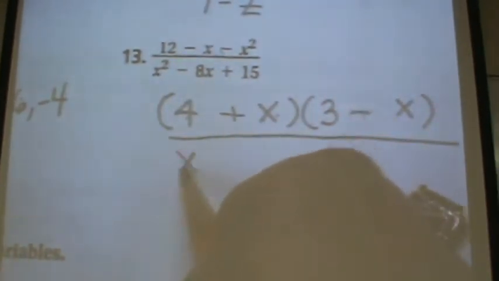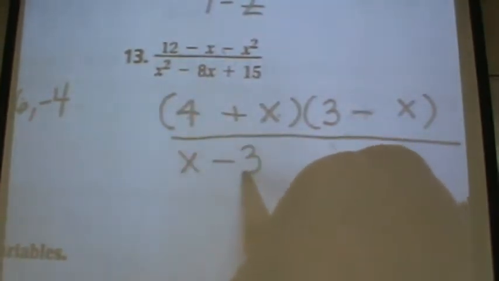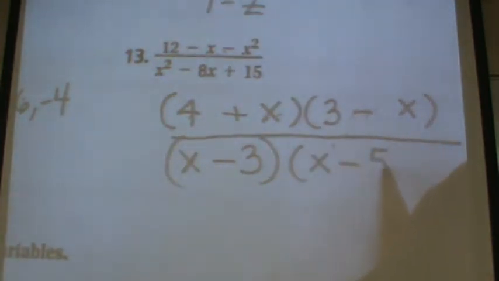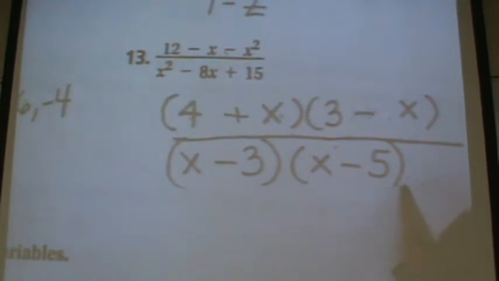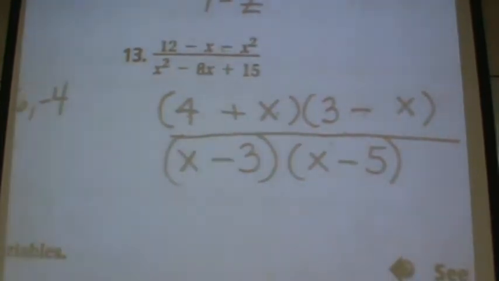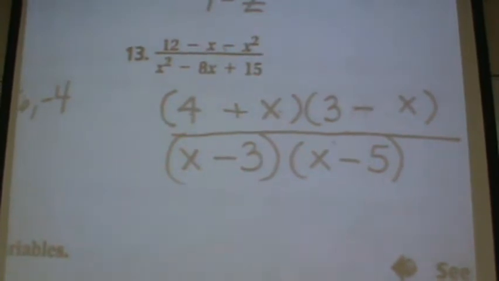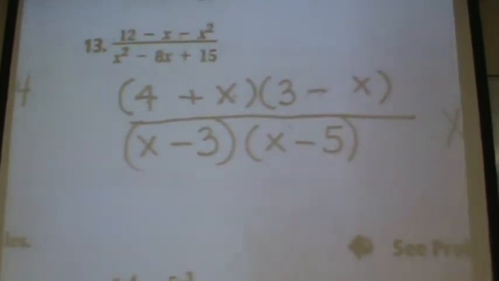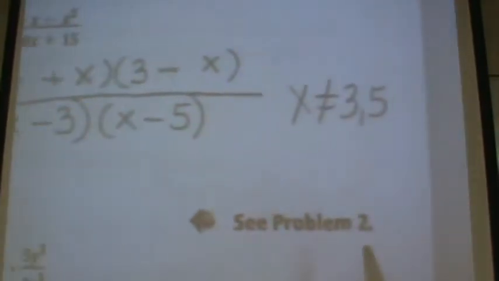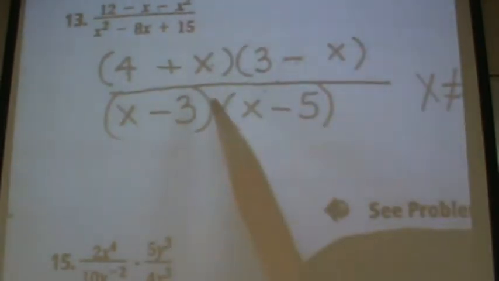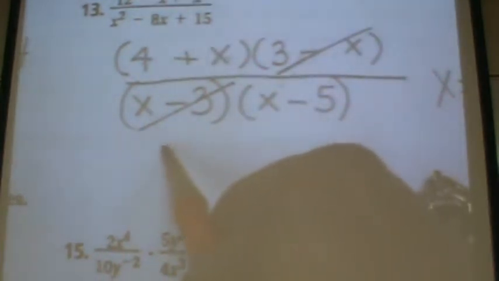How about the bottom one? How does that factor? Which one's positive and which one's negative? They're both negative, right? Yeah, because we want it to be negative 8. Okay, what are your restrictions? x can't be what and what? x can't be 3 or 5. Now what cancels? 3 minus x and x minus 3, so you replace it with a negative.